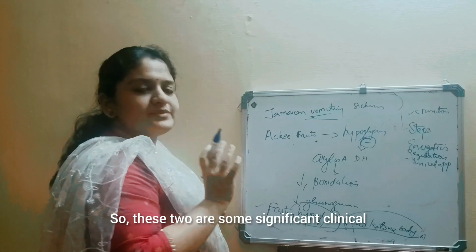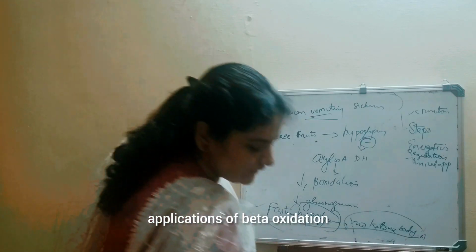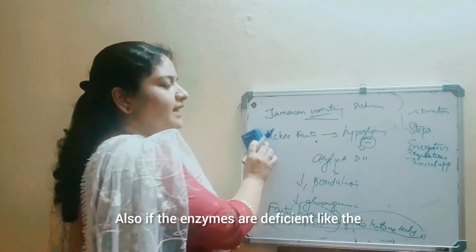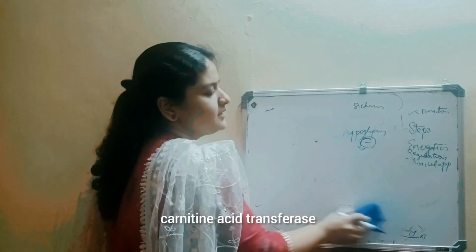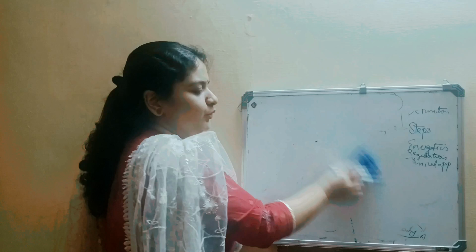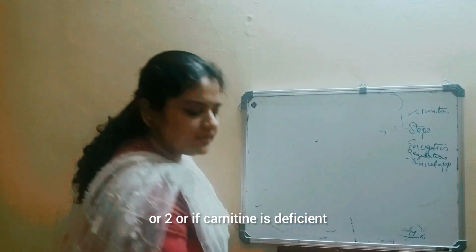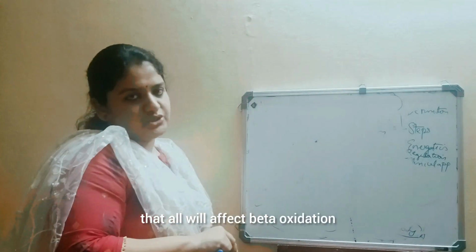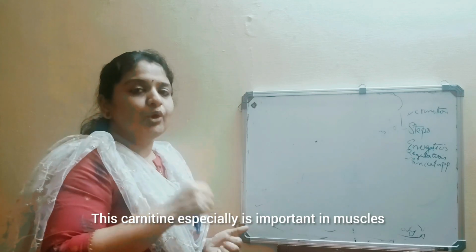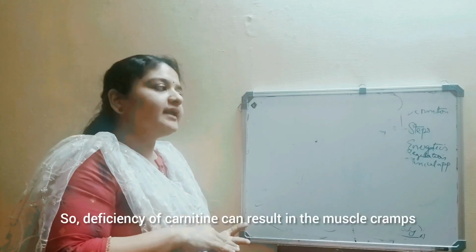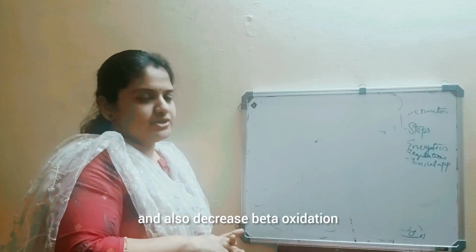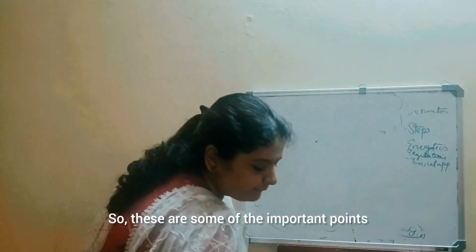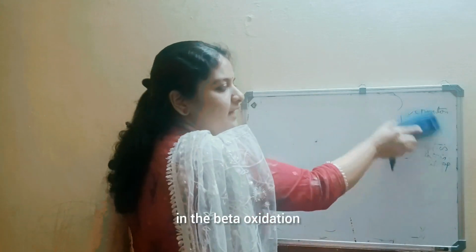So these two are significant clinical applications of beta oxidation. Also, if the enzymes carnitine acyltransferase 1 or 2 are deficient, or if carnitine is deficient, that all will affect beta oxidation. Carnitine especially is important in muscles. So deficiency of carnitine can result in muscle cramps and also decreased beta oxidation. So these are some of the important points in beta oxidation.